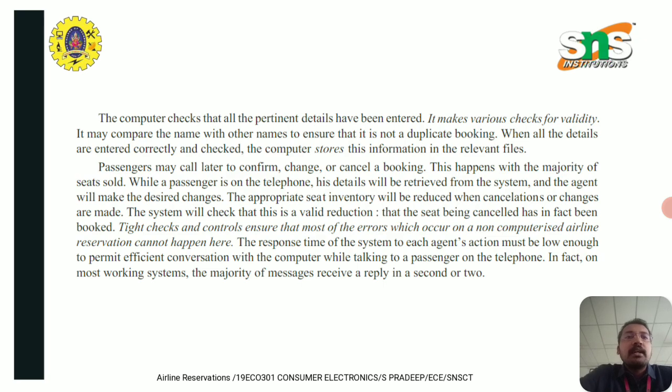The agent checks that all the pertinent details have been entered. The system makes various checks for validity. It may compare the name with other names to ensure that it is not a duplicate booking. A passenger may call later to confirm, change, or cancel a booking. This happens with the majority of seats sold. While the passenger is on the telephone, his details will be retrieved from the system and the agent will make the desired changes. The appropriate seat inventory will be reduced when cancellations or changes are made. The system will check that this is a valid reduction, that the seat being cancelled has in fact been booked.